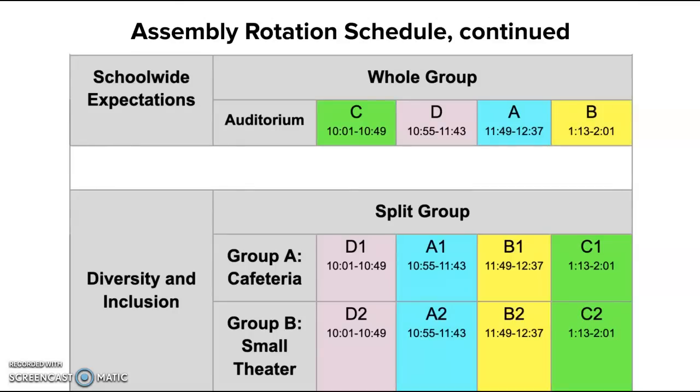School-wide expectations will start with Group C and work through each of the groups. Diversity and inclusion also is an experience where the group will be split into 2 groups rather than the entire group together.